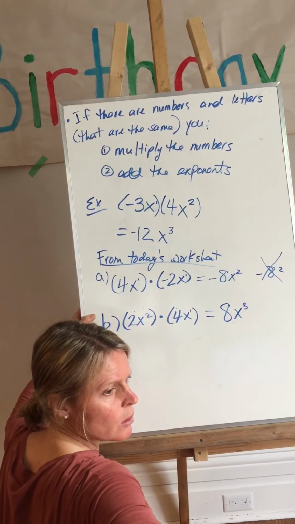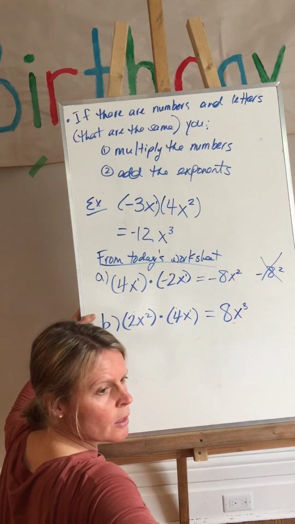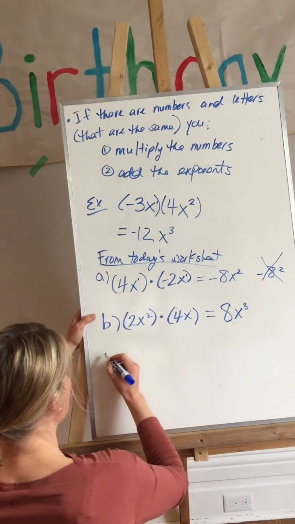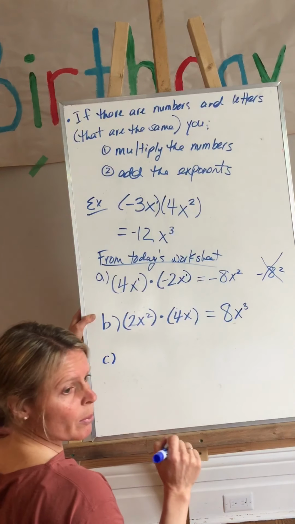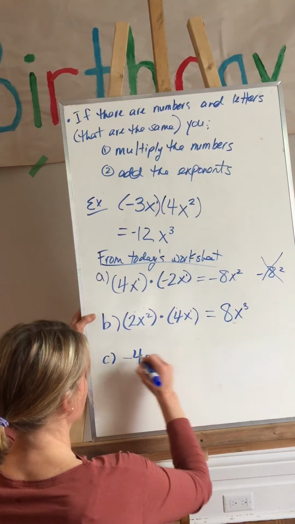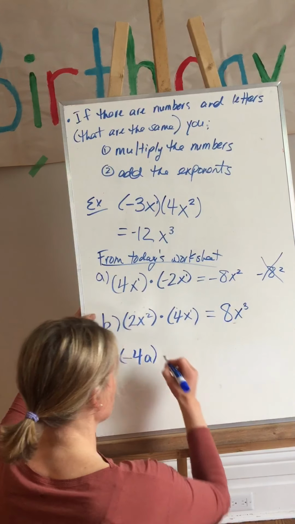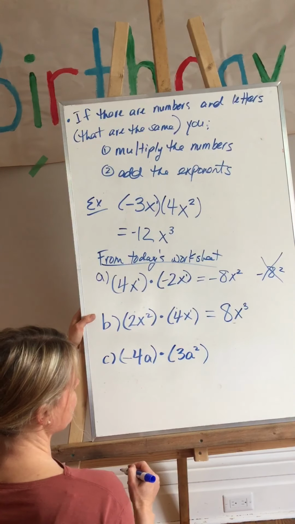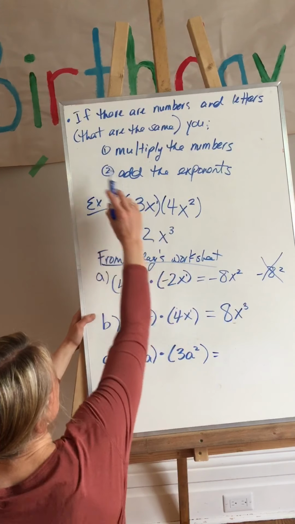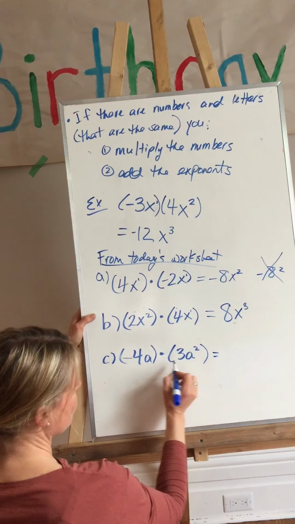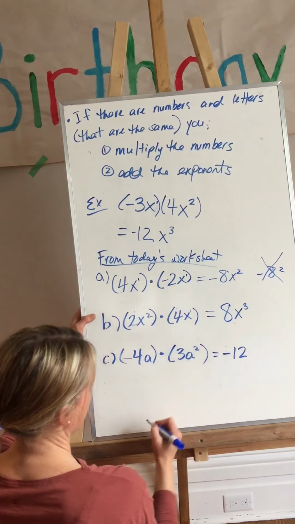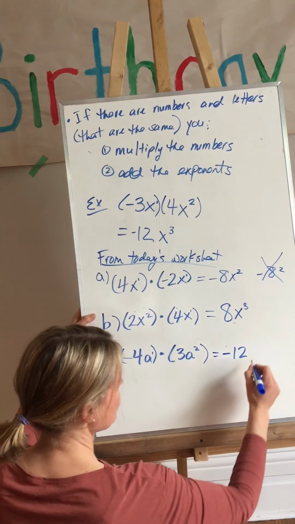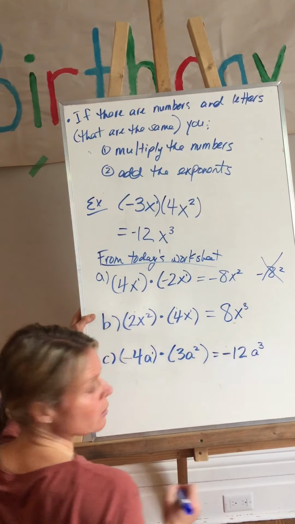I'm going to do just a couple more to make sure that you have enough to go by. So C on your sheet. This time do make sure you pause it and give it a try before you check for the solution. So negative 4a times 3a squared. Same variable. So we know our first step is to multiply the numbers. So negative 4 times 3 is negative 12. And then this a has a 1, so it would be 1 plus 2, so a cubed.